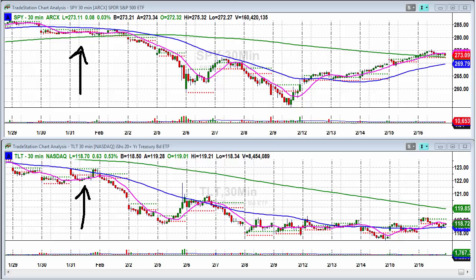Now, the last situation would be that bonds go down, but stocks go up. So why would this happen? Well, it would go up because stocks are strong enough to not be afraid of higher interest rates. All right, now, what happens when we put all that together?